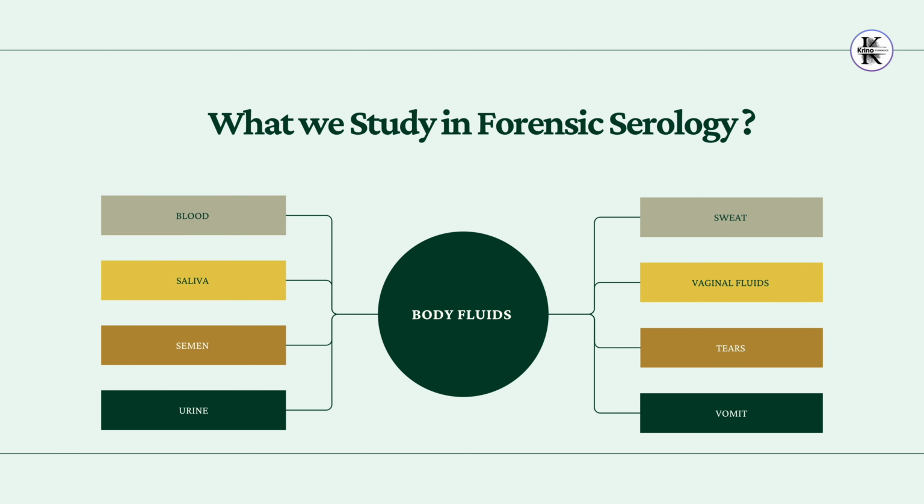Now, let us see what exactly we study in forensic serology. In this field, we mainly focus on different types of body fluids. These include blood, saliva, semen, urine, sweat, vaginal fluids, tears, and even vomit. Each body fluid has its own forensic significance. For example, blood is commonly used in violent crimes. Saliva is often found in bite marks or cigarette butts. And semen is extremely important in sexual assault cases. So, understanding the properties and detection methods of each fluid is important for forensic analysis.